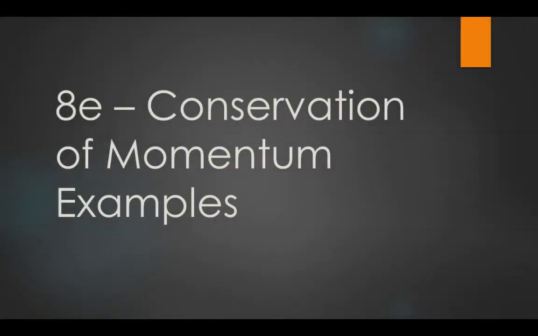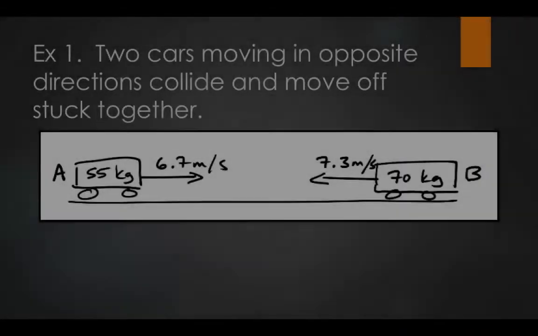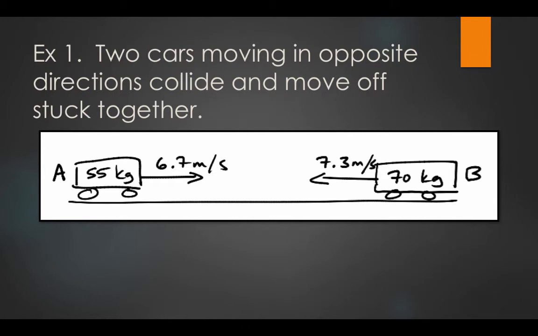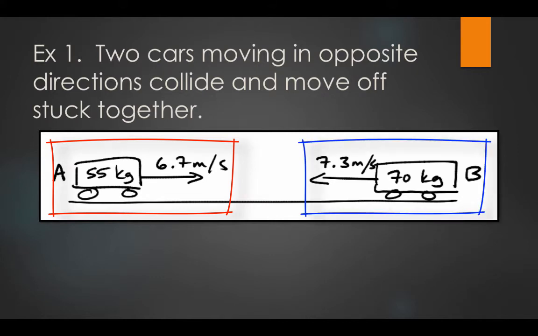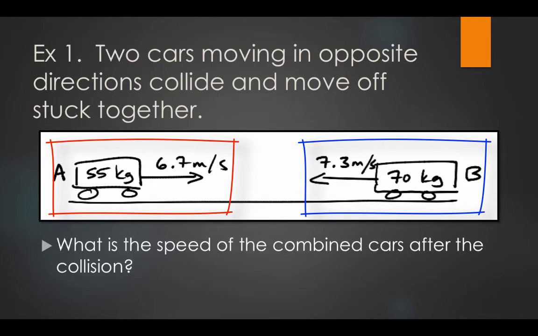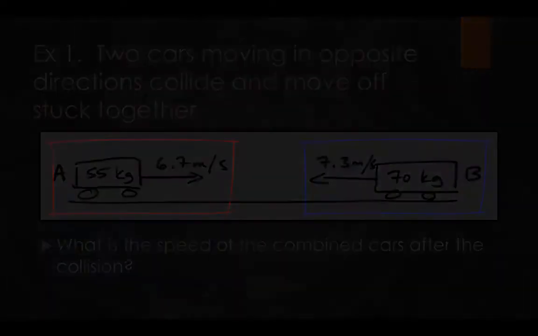Lesson 80, Conservation of Momentum Examples. Two cars moving in opposite directions collide and move off stuck to one another. Car A is 55 kilograms, traveling with a velocity of 6.7 meters per second to the right. Car B is 70 kilograms, moving to the left with a velocity of 7.3 meters per second. What is the speed of the combined cars after the collision?